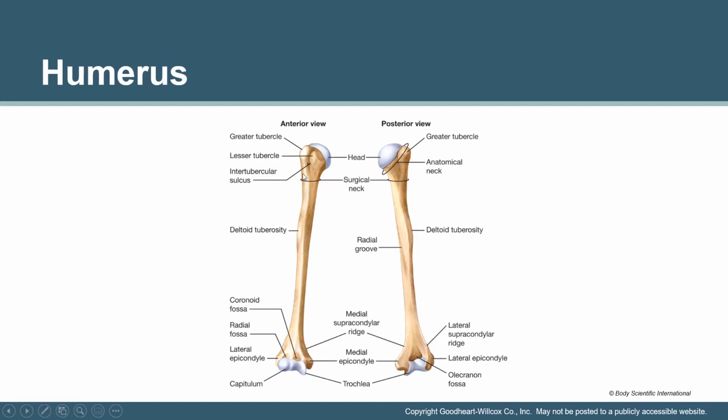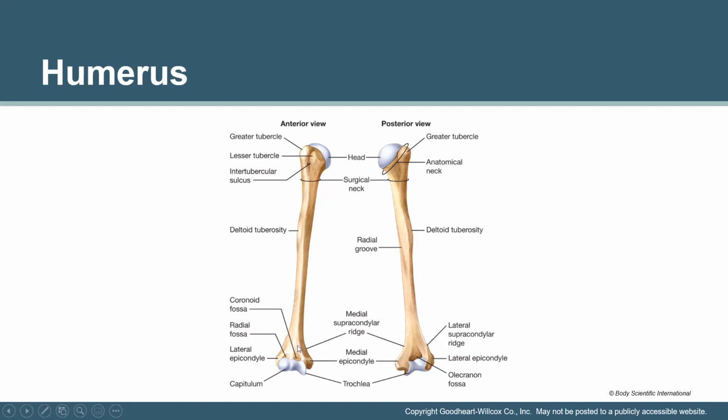In between the tubercles, we have something called the intertubercular sulcus. Now, the word sulcus I would hold on to because you're going to hear that again. A sulcus is a groove, so it would be a depression. We also see on the humerus what's called the deltoid tuberosity. That will be an attachment point for our deltoid muscle of our shoulder cap.